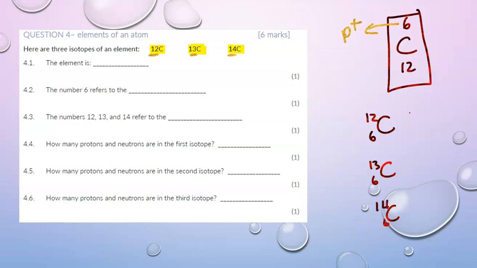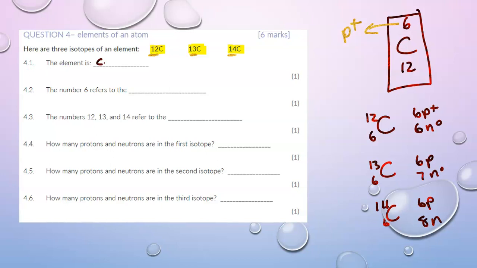So if we look at the first one, we know there are 6 protons, and because that number is 12, I will have 6 neutrons. For the second one, I will have 6 protons, because it's carbon, and I will have 7 neutrons in this case. And then for the last one, 6 protons and 8 neutrons. So this is everything that I know about these carbons. So let's answer the questions.